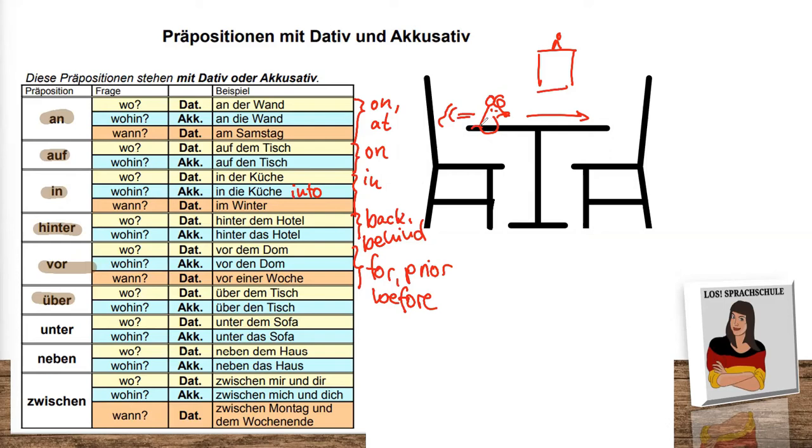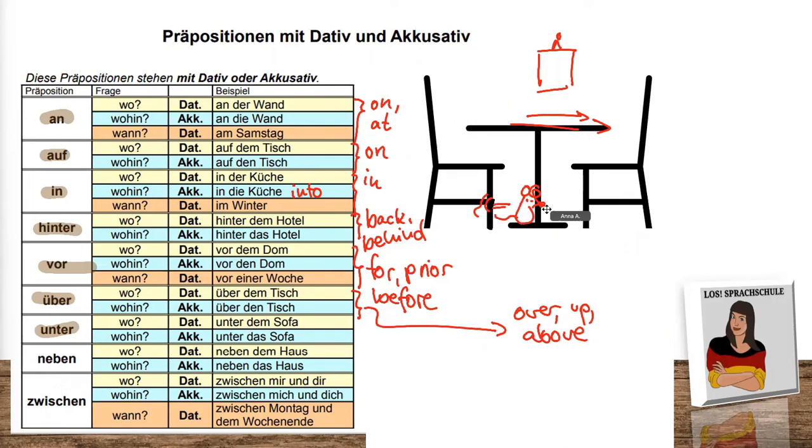But we have the movement of our mouse walking over the table. Die Maus läuft über den Tisch. So it can mean over and above or up. Next one, unter. Die Maus ist unter dem Tisch, is under the table. Wo ist die Maus? Die Maus ist unter dem Tisch.